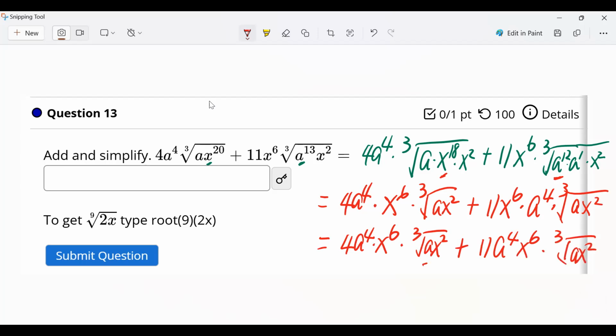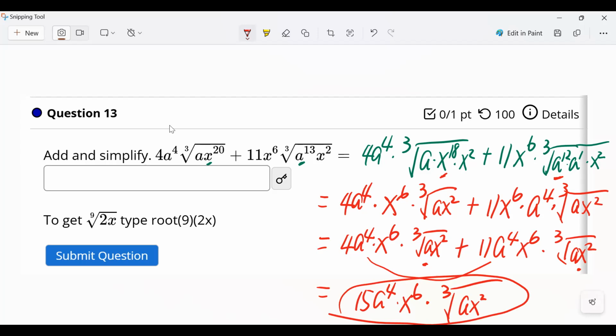Now, they are exactly like terms. That means we can add up the coefficients, and the radicals are like terms as well. So 4a to the fourth x to the 6 and 11, we get 15a to the fourth x to the 6, and then the cubic root of ax squared.